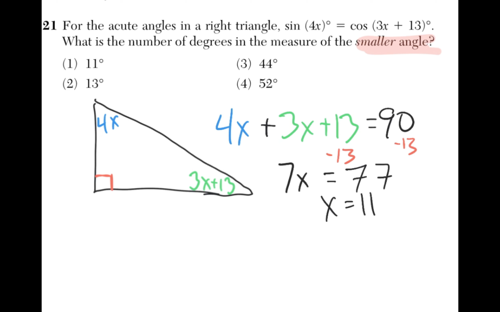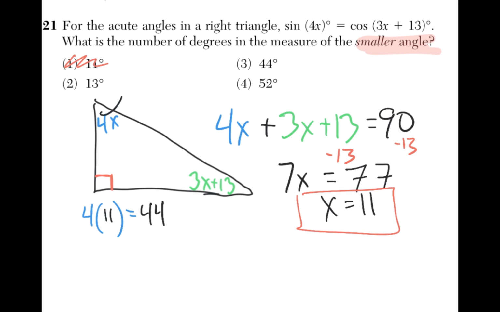Amazing. All right. We are not done yet. And you know what, ladies and gentlemen, do not be fooled, because I see that 11 is an option, but that's not the degrees in the measure of the smaller angle, so we can eliminate this right now. So what we need to do is plug in x into both of these acute angles. And so if we're going to do that, I know that 4 times 11 gives us, of course, 44. All right, so this angle right here is 44 degrees. Now, is this the smaller angle?